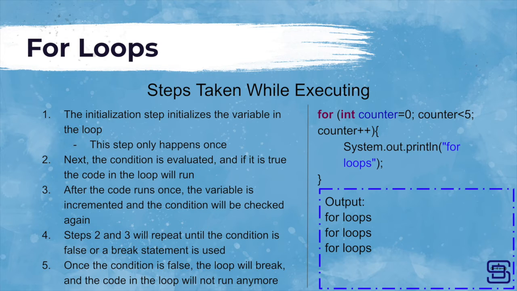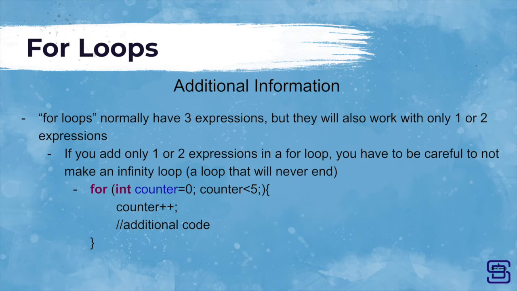Counter is then updated to 3, and the condition is checked another time. Since 3 is less than 5, "for loops" will print another time. Counter is then updated to 4, and since 4 is less than 5, "for loops" will print another time. Counter then updates to 5. However, this time, 5 is not less than 5, so the loop will stop. For loops normally have 3 expressions, but they will also work with only 1 or 2 expressions.